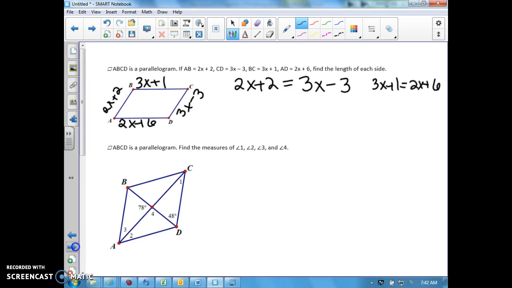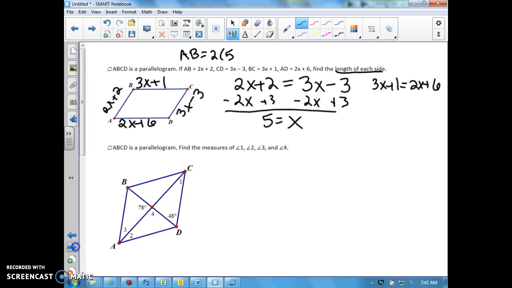But if this is true, I should get the same value for x, so I need to solve one of them. I'm going to work on this one over here. I'm going to subtract my 2x. I'm going to add my 3. And I end up getting that x is 5. So now if I want the length of each side, I simply plug it in to the values I was given. AB would be 2 times 5 plus 2, which is 12. So AB is 12. Well, CD must also be 12 because they're congruent. And BC is equal to 3 times 5 plus 1.